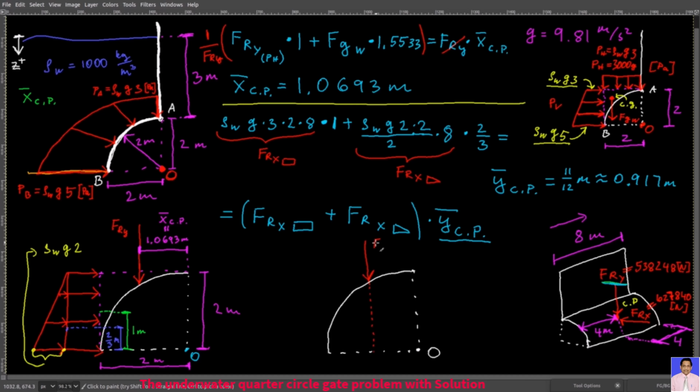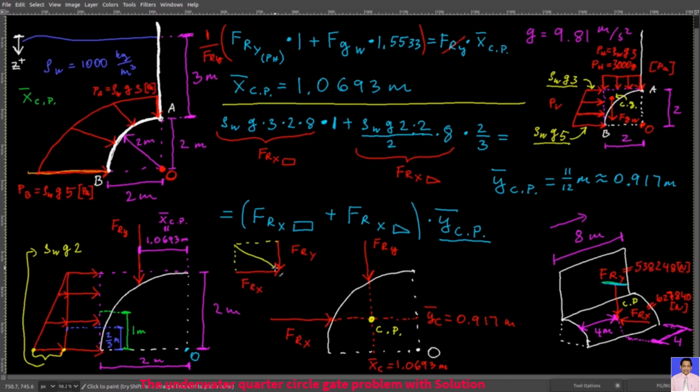And so, this is your total FRY at x bar C equals 1.0693 meters. Then this is your total FRX at y bar C equals 0.917 meters. And so in the end, this here, that's your center of pressure. So if you were to take the resultant force of your FRX and FRY, then this FR would also go through this center of pressure. So instead of FRX and FRY, you would simply have FR, and its line of action needs to go through this center of pressure. So that's how you deal with structures that have curved surface and that are under the water. Thank you very much.